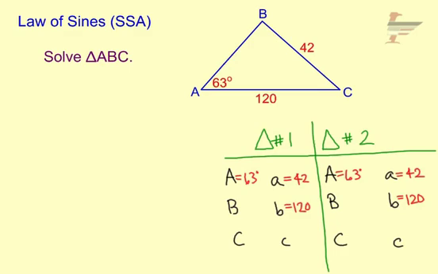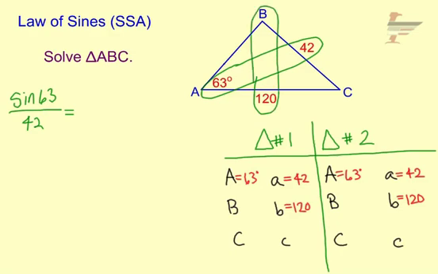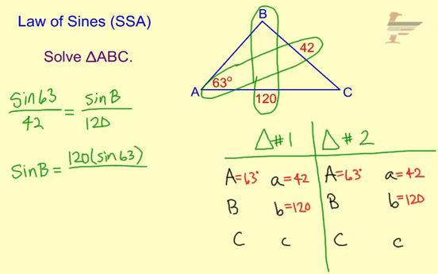For law of sines, you just need an angle and its opposite side. If you have that combo, you're good to go. So we'll do sine of 63 degrees over 42 is going to be equal to, now I need this 120 with angle B, so sine of angle B over 120. If we cross multiply and solve for sine of B, we'll end up with sine of B is equal to 120 times sine of 63 divided by 42.